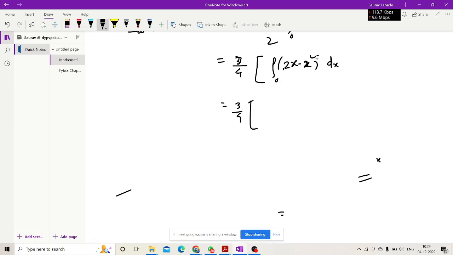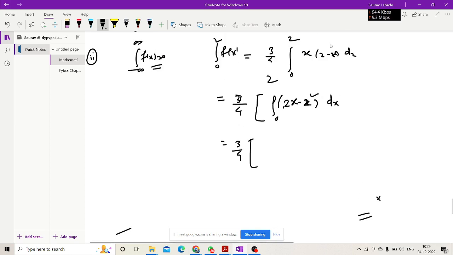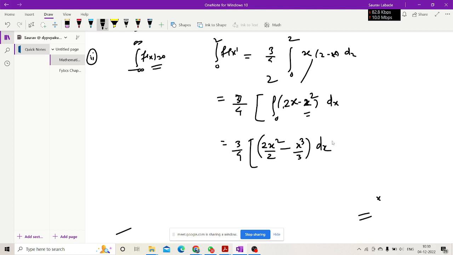Yes, what is the integration of the first term, 2x? The integration of 2x is 2x square by 2, right? Minus what? The integration of x, but here it is square, right? The second term is square. Here we are multiplying, so it is x into 2 minus x. So the first term will be 2x and the second term will be minus x square. And the integration of x square is what? X cube by 3, right? There is no need to write that dx.